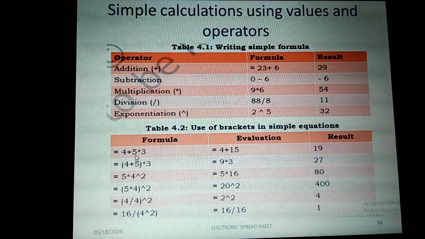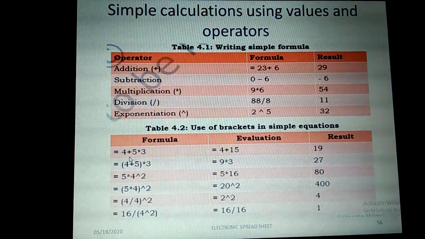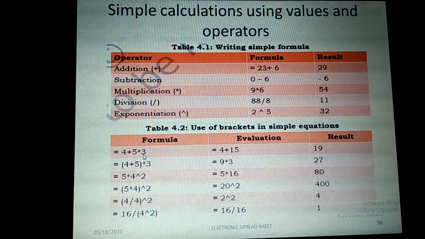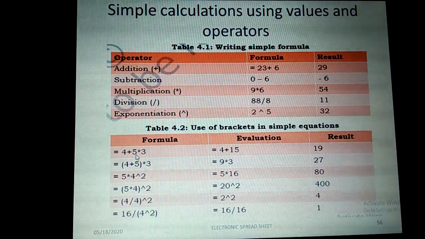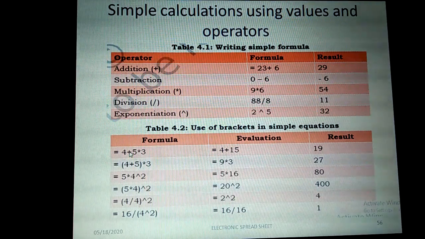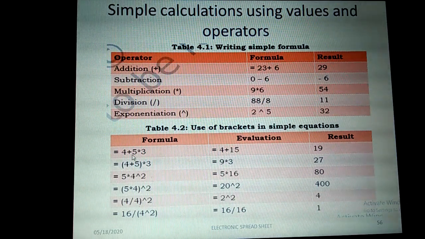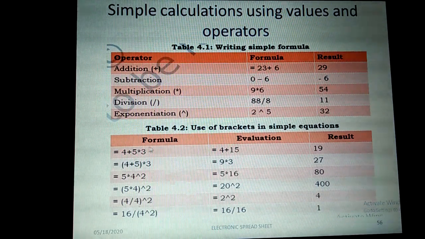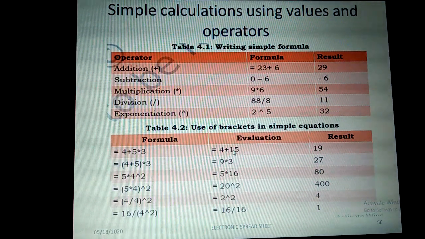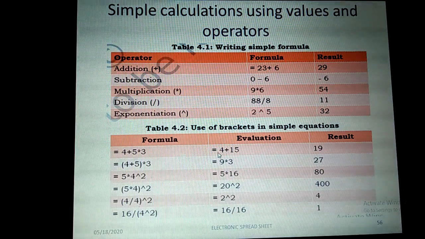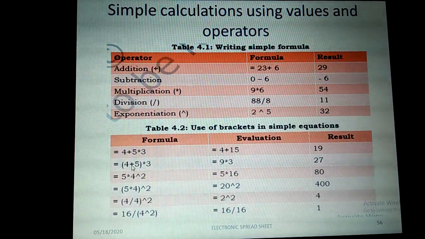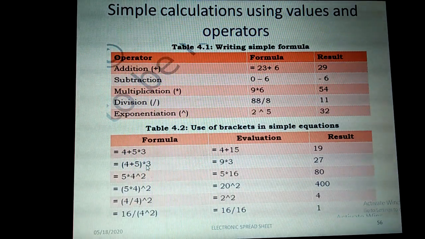Next we will see a formula with all the operators. So 4 plus 5 star 3. Here star has the highest priority, then plus. So we need to solve 5 star 3 first. 5 multiplication 3 gives 15. 5 threes are 15. So 15 plus 4, what will be the answer? 19. Here plus has less priority than star.